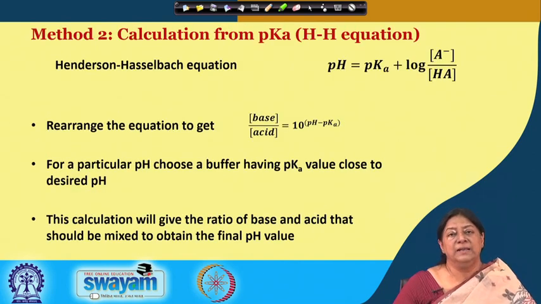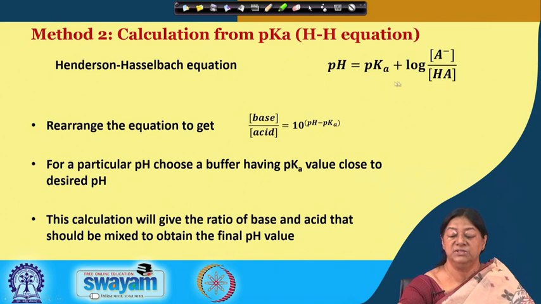In method 2, where we calculate the ratio of the salt and the acid using the Henderson-Hasselbalch equation, we learnt the equation in the previous class. We get the pH with the knowledge of the pKa plus the log of the salt by the acid. The salt in this case we can call the conjugate base. So, if we have the acid HA dissociating into H+ plus A-, the Henderson-Hasselbalch equation is as shown here, where pH is equal to pKa plus the log of the conjugate base by the acid.